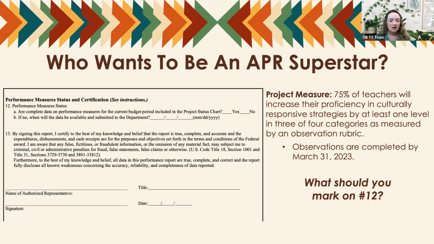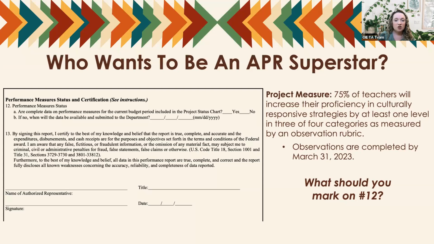All right, let's check out our results. We were torn. About 2/3 of us said yes, we had complete data. About 1/3 said no. Yes, if we are just purely reporting based on this observation rubric and all of those were done by the end of March, which is the end of our reporting period, then we would have complete data available and be able to report that on our APR.